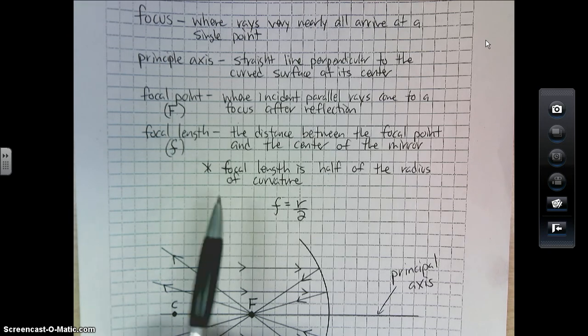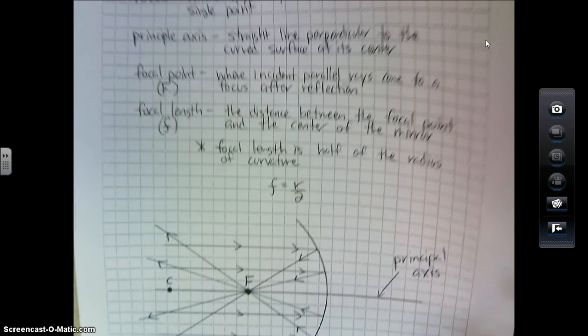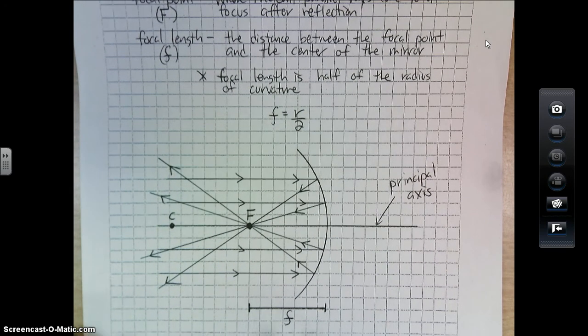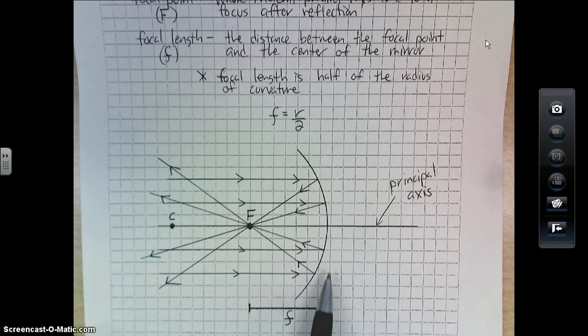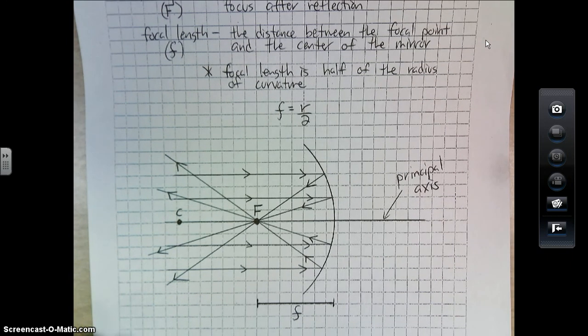The last one on there is the focal length. It says it's the distance between the focal point and the center of the mirror. If we take a look at that, I have it marked here as from where the focal point is to where the mirror is. That is known as the focal length.